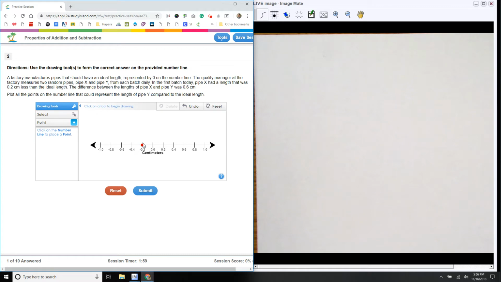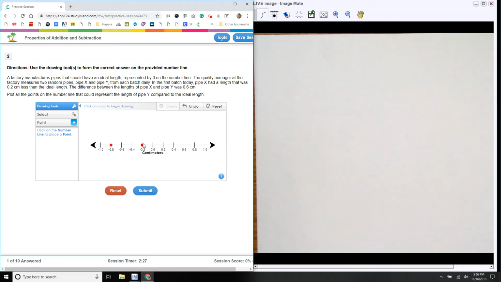Let's go 0.6 lower. Where would that be? Every space on this number line is 0.2. So if we count by 0.2 and see how far we get to 0.6, and that's where we'll be. So here we go. 0.2, 0.4, 0.6. So that's one spot that is 0.6 below negative 0.2. 3 spaces, because each space is worth 0.2, and 3 times 0.2 is 0.6.